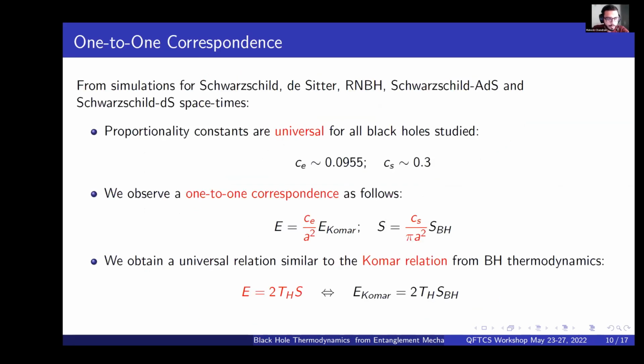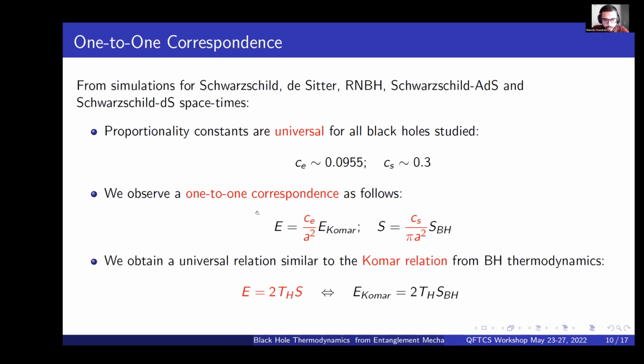So we run these simulations for a host of spacetimes. We start with Schwarzschild, de Sitter, RNBH, Schwarzschild AdS, Schwarzschild dS, and we also consider each of those horizons as well. In some of these cases, there are two horizons, so we consider each of them separately. And in all such cases, what we observe is that the proportionality constants that I showed, C_E and C_S, are exactly the same. It is universal for all the spacetimes that we considered.